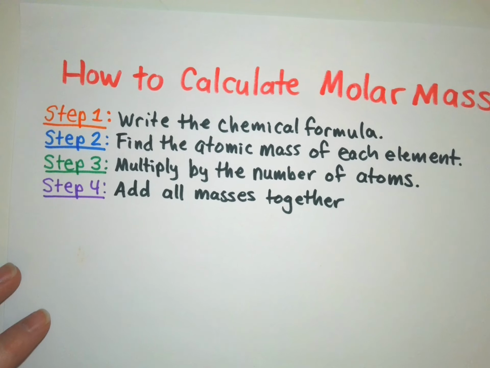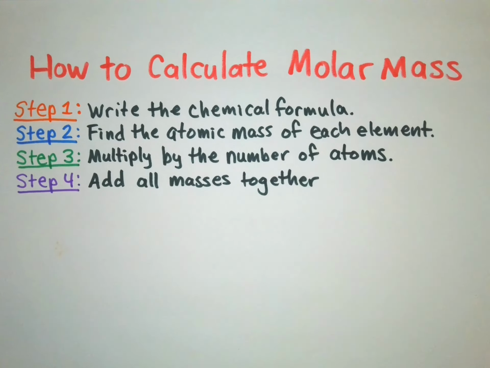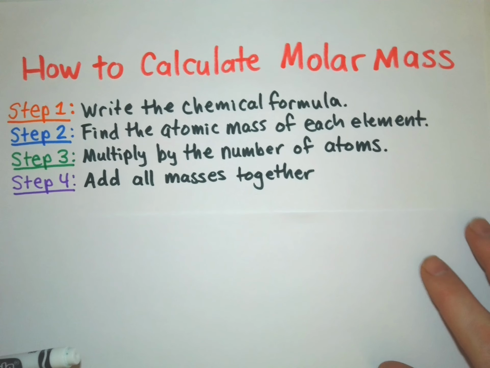So when I am calculating molar mass, I do it in 4 steps. Step 1, write the chemical formula. Step 2, find the atomic mass of each element using the periodic table. Step 3, multiply by the number of atoms in that chemical formula. And step 4, add all of the masses together. Okay, so let's go ahead and get started with this.